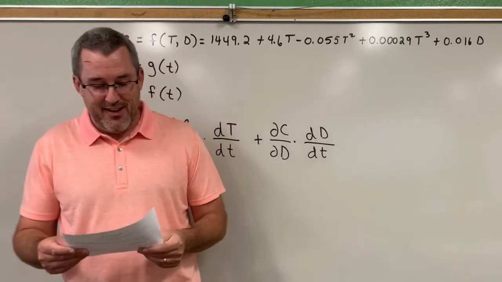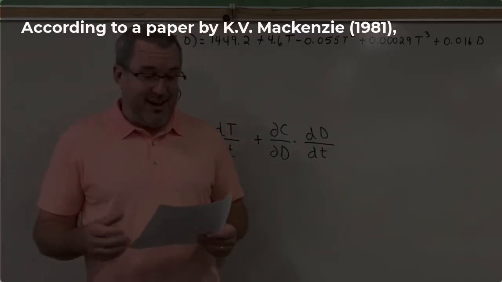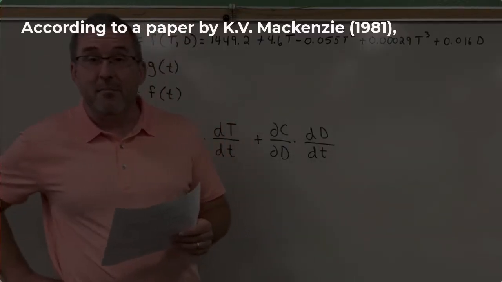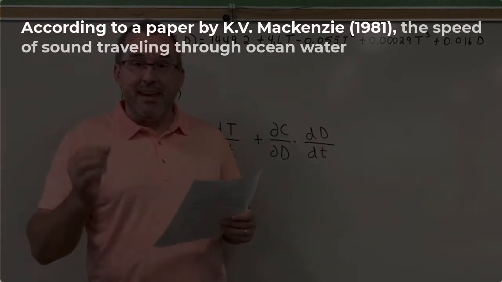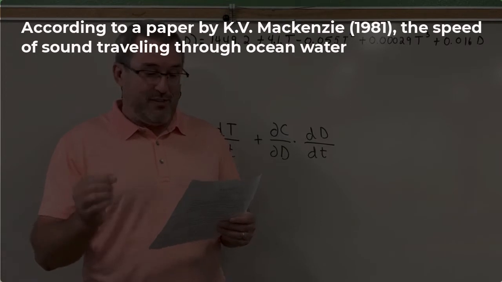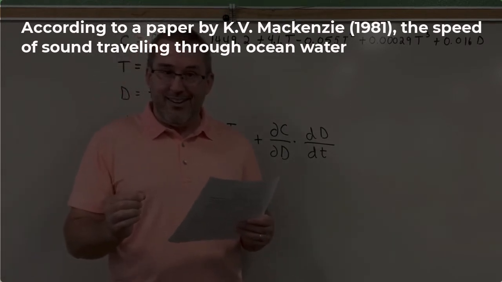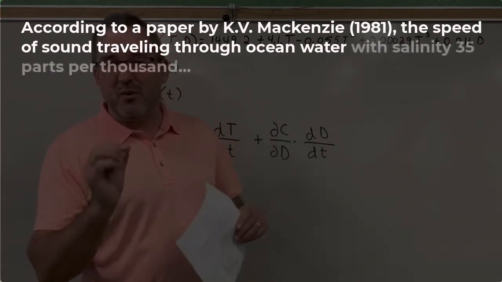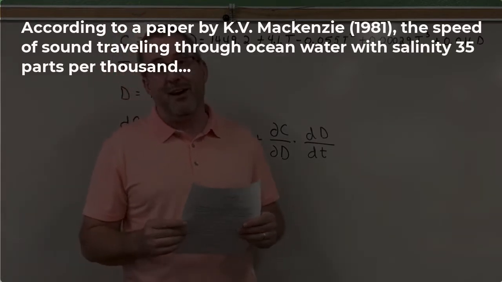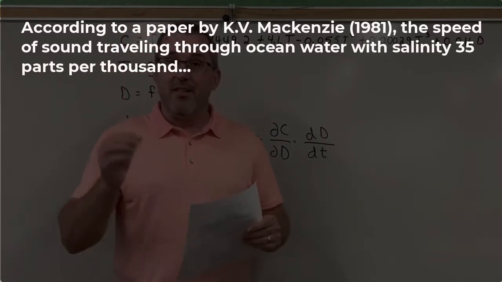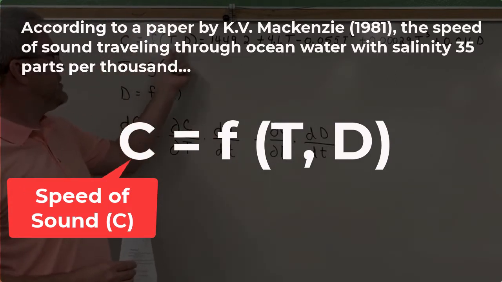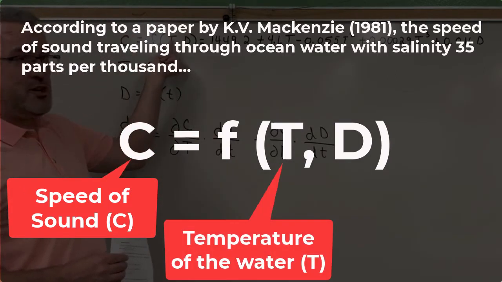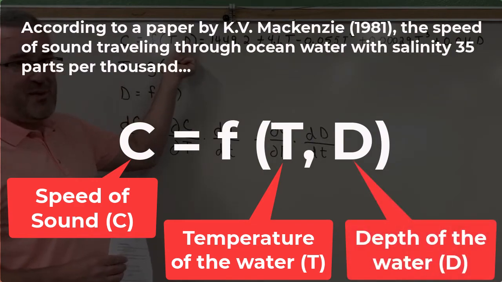Here's the story. There was a paper written in 1981 by K.V. Mackenzie, and in it, he modeled the speed of sound traveling through ocean water, and I'm going to focus on ocean water with salinity 35 parts per thousand. And the speed of sound depends on two things. It's a function of two variables, the temperature of the water and the depth of the water.